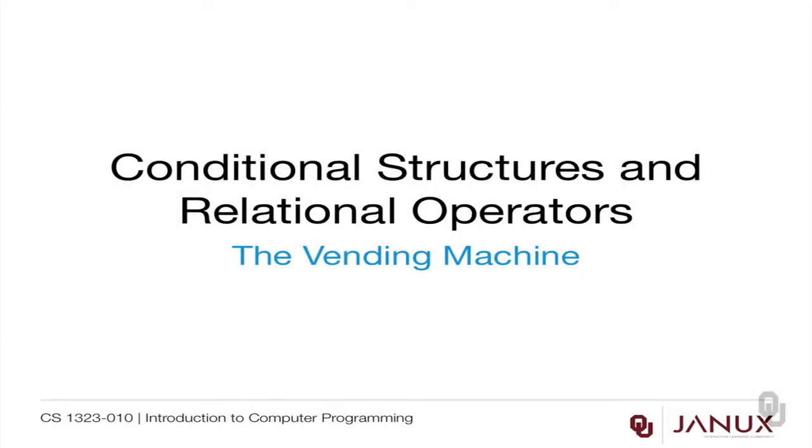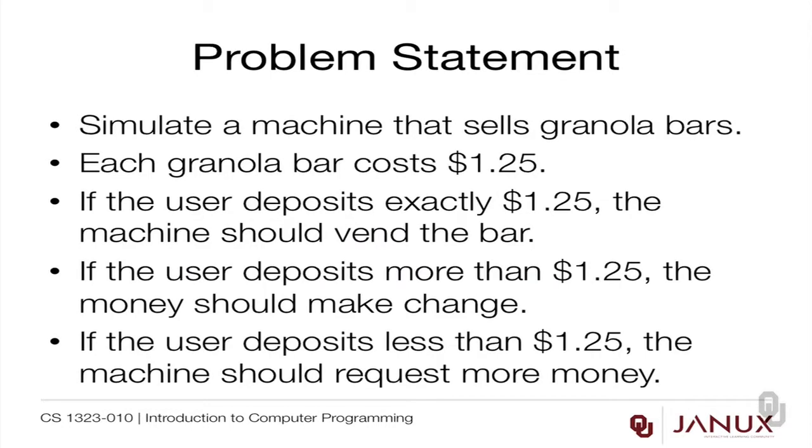Let's enhance our understanding of conditional structures and relational operators by looking at a vending machine example. Here's the problem statement. Simulate a machine that sells granola bars. Each granola bar costs $1.25. If the user deposits exactly $1.25, the machine should vend the bar. If the user deposits more than $1.25, the machine should make change. And if the user deposits less than $1.25, the machine should request more money.